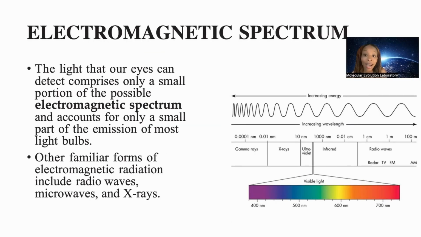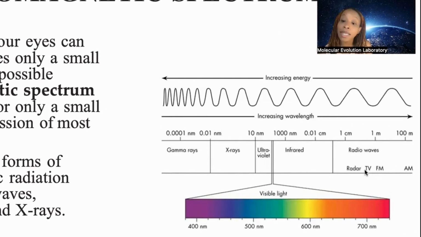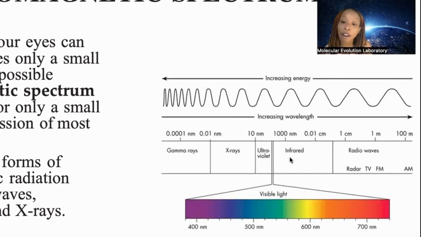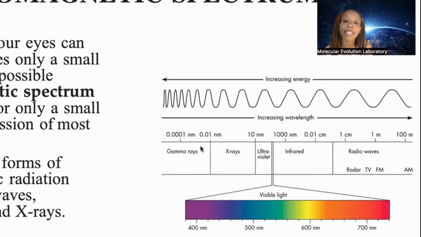The light that our eyes can detect comprises only a small portion of the possible electromagnetic spectrum and accounts for only a small part of the emission of most light bulbs. Other familiar forms of electromagnetic radiation include radio waves, which come in the form of AM, FM, TV, radar, infrared, ultraviolet rays, X-rays, gamma rays, as well as microwaves.